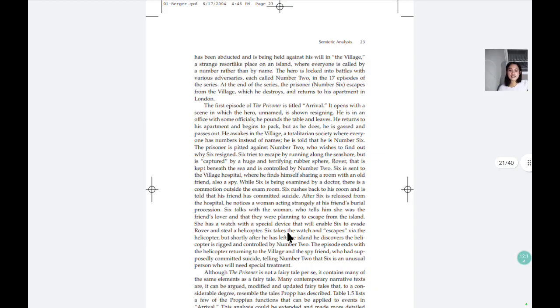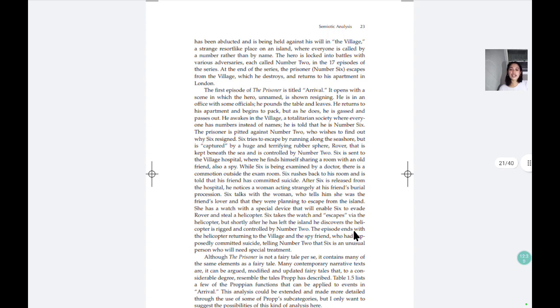Number 6 takes the watch and escapes via helicopter, but shortly after he has left the island, he discovers the helicopter is controlled by Number 2. The episode ends with the helicopter returning to the village and the spy friend, who had supposedly committed suicide, telling Number 2 that Number 6 is an unusual person who will need special treatment.